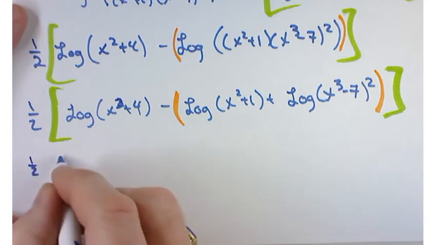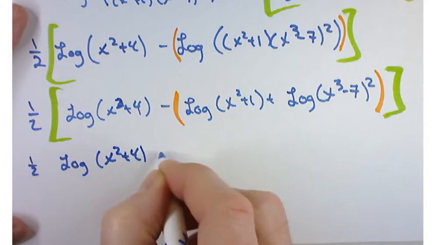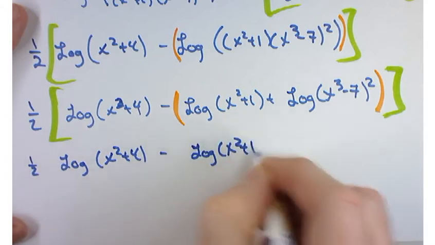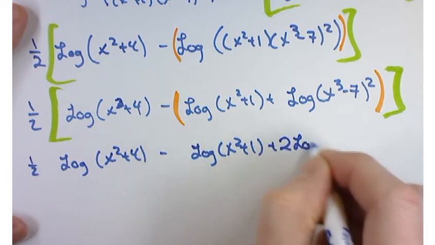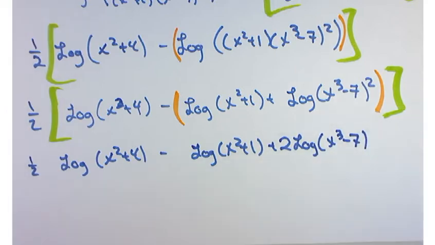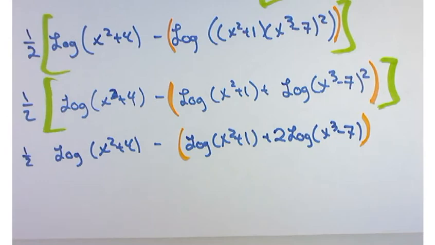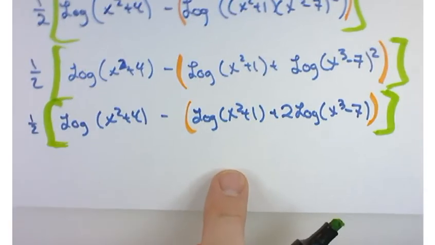It's going to be 1/2 log of x squared plus 4 minus log of x squared plus 1 plus 2 times the log of x cubed minus 7. Let's put in all the right notation here. There. And here. You can leave it like this.